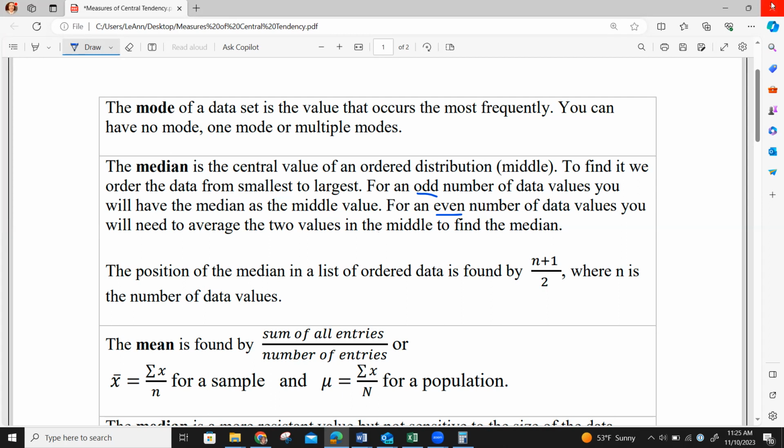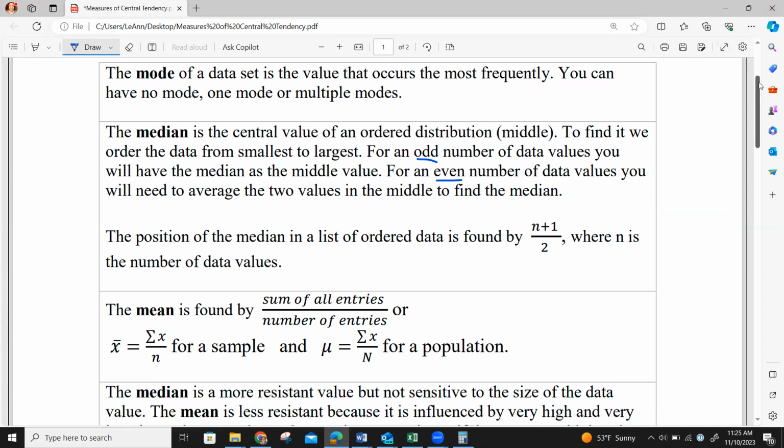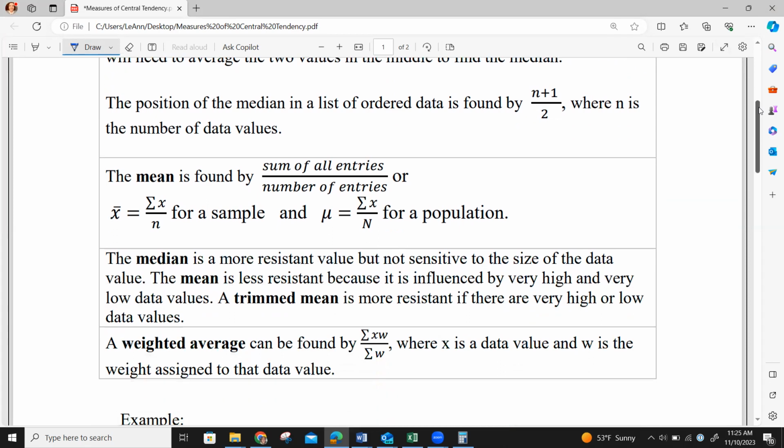The mean is found by summing all of your entries and dividing by the number of entries. That's what we think of as an average. We do have actual notation for the mean. If you're finding statistics, which means you're dealing with a sample set of data, we call that x bar for the mean, and it's the sum of all your x's divided by the total number of items in your data set.